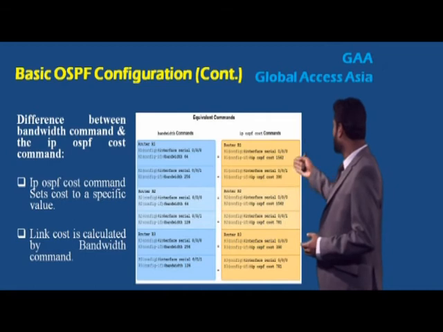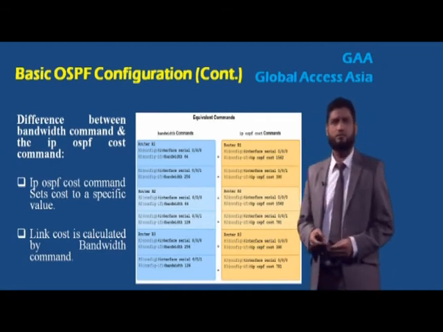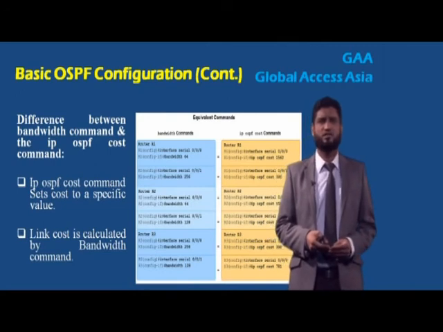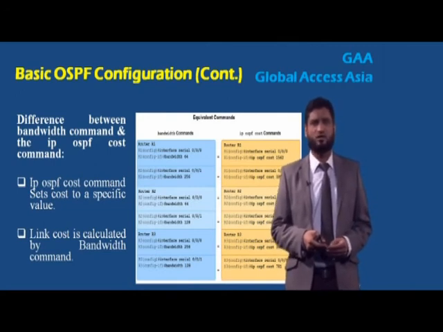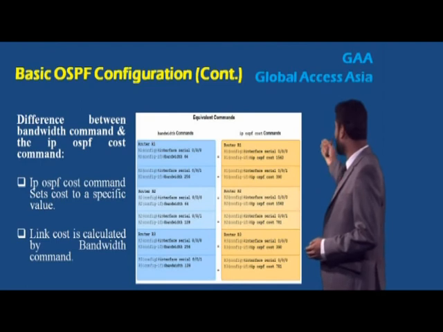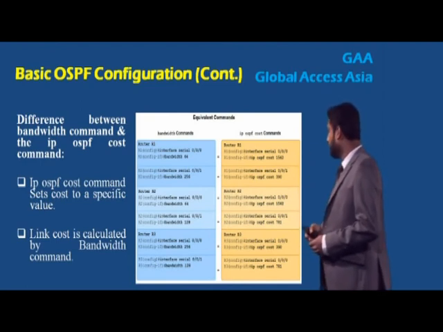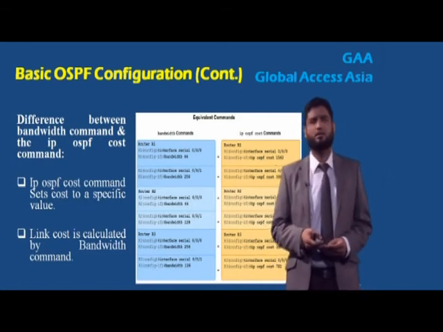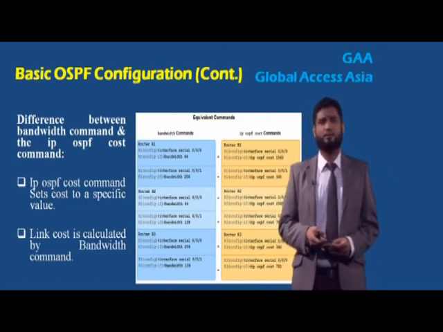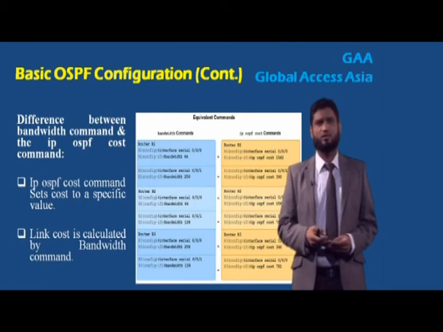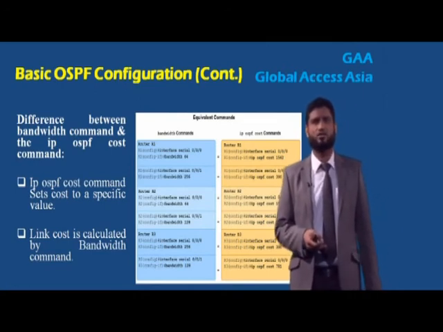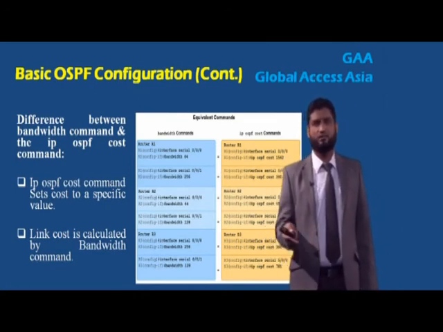Here, on the left side and right side, if you change the bandwidth of the links, say 64 or 256, then on the right side the corresponding cost is defined by 10 to the power 8 divided by the bandwidth, giving some values. On the right side you can also change the information using ip ospf cost, for example 15, with some values.